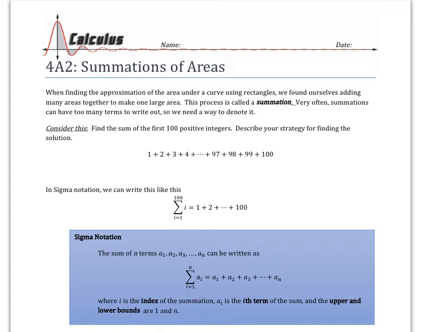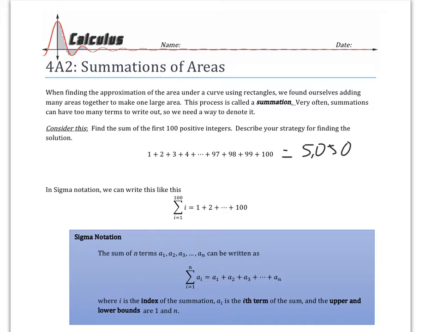So let's talk about summations and see how they apply to area. A summation is when we take a bunch of numbers and add them up. So like if we add up the first 100 positive integers, we've seen that we can get 5050. So that's a big summation.